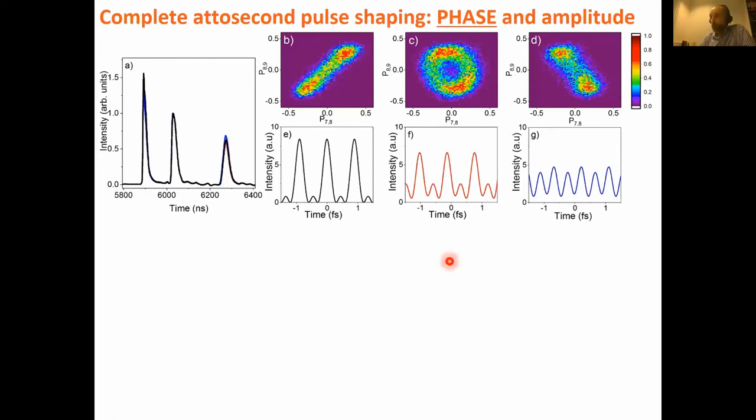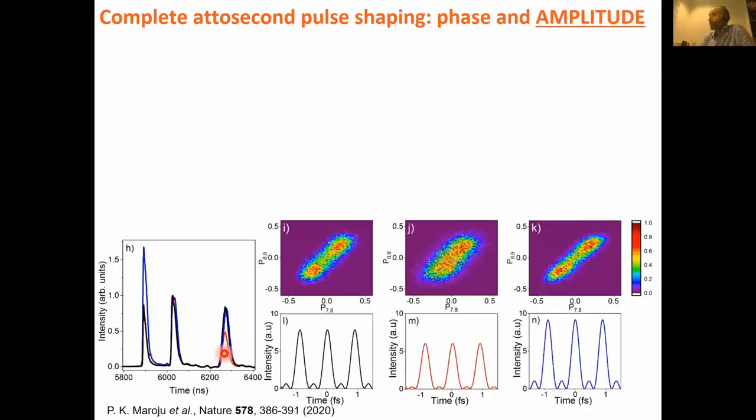We can also do the other way around, in the sense that we keep the phase constant, just not moving the phase shifter, but we can change the undulator gap, so also the compression of the electron bunch, and this leads to a variation of the intensity of the harmonics. So this corresponds to a full amplitude shaping of the attosecond pulse train.